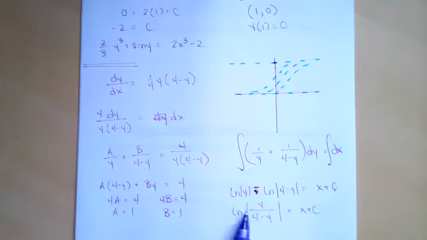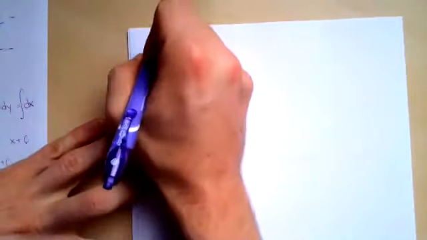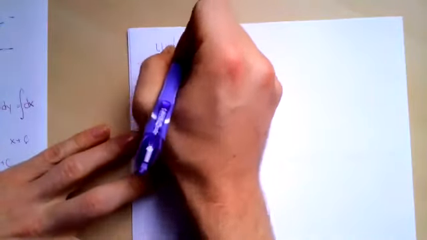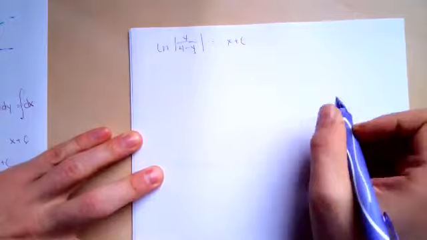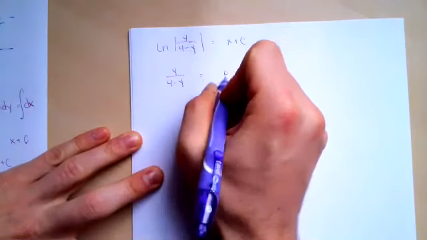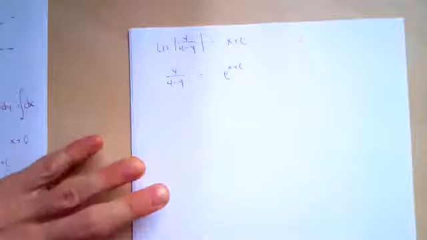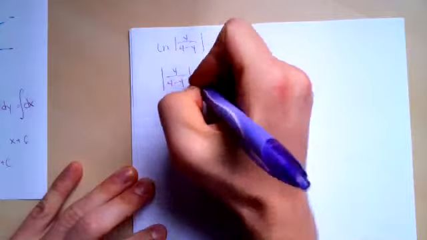And so we combine our expressions. We've got natural log, absolute value of y over 4 minus y is equal to x plus a constant. Again, the constant can be positive or negative, but when we exponentiate, what happens? So this is saying that y over 4 minus y is equal to e to the x plus c. And we need absolute values here on the left.